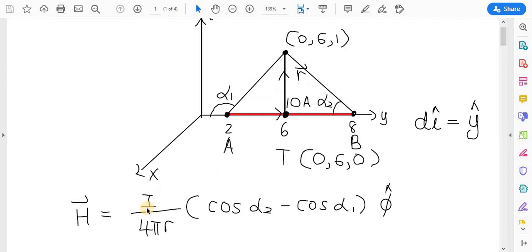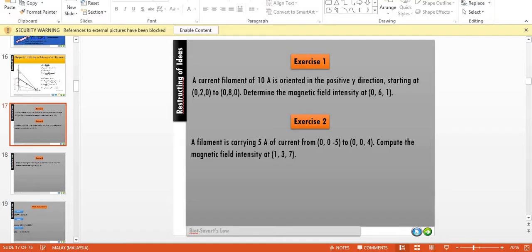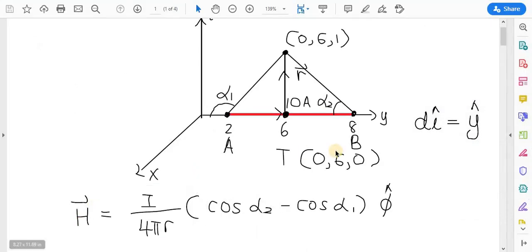You have no problem with I because it is already given by the question. The value of I is 10 ampere. Next, we have to find R. Before we find R, we have to draw something on the diagram. R is the distance between the current filament and the observation point.